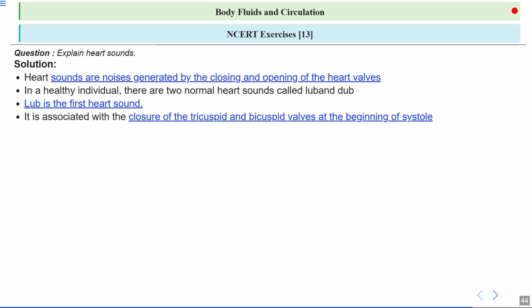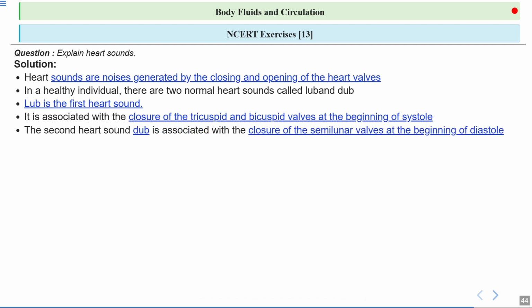Now, the lub sound happens when the tricuspid and bicuspid valves close at the beginning of the systole, which is when the heart contracts to push the blood out. Now, the second heart sound, dub, is produced when the semilunar valves close at the start of the diastole, which is when the heart relaxes and fills with blood again. Okay.